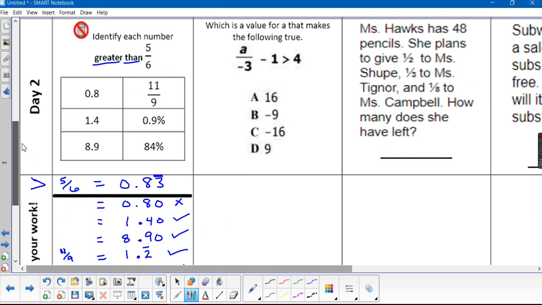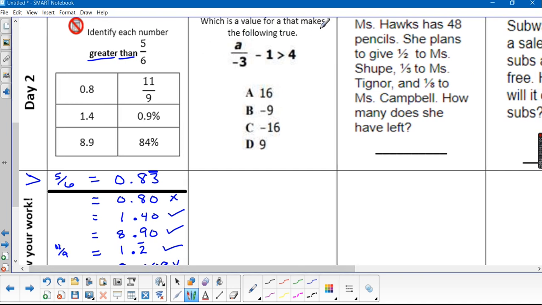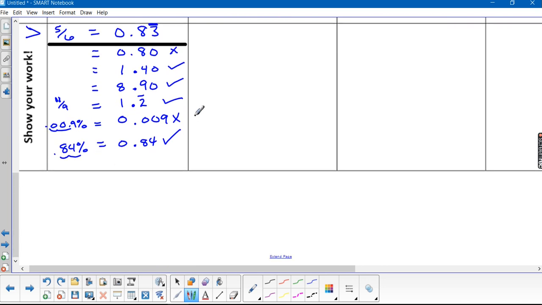All right, let's ride over to the next one. I feel like I'm taking too long. I'll try to hurry. Inequality, which is a value for A that makes the following true. There's our A. Look at this. I know right now I'm probably going to graph to try to find this. Looking at this, the variable's on the correct side to compare, but I see a -3 here with my variable. That's a cause for a flip, so I'm going to be very careful. Let me get this written down real fast. I got A divided by -3, minus 1 is greater than 4.